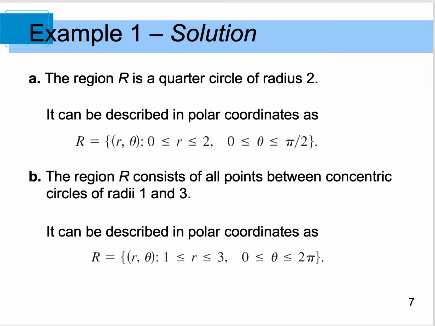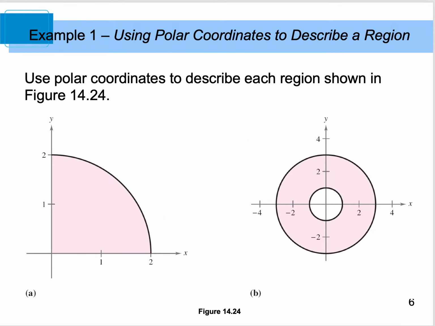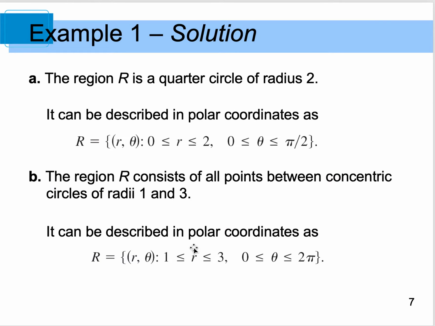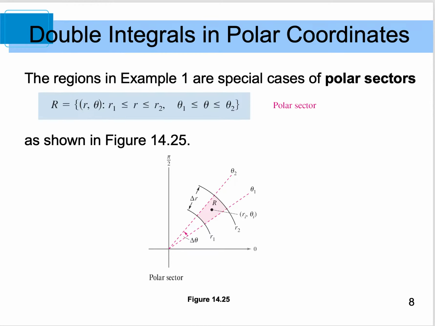In the second part, the region R looks a little bit different. It's concentric circles. If you look at these two circles, the innermost circle has a radius of 1, the outermost circle has a radius of 3. So the way I would articulate that is, the radius is between 1 and 3. Because it's a complete circle, I have 0 to 2 pi, or 0 to 360, as my region. So those are just descriptions of what polar coordinates look like.